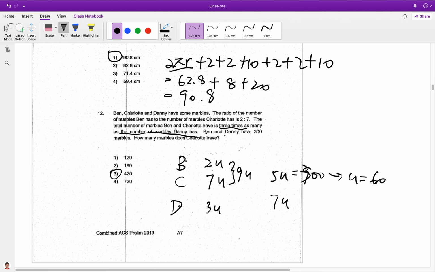So this is a ratio problem, right? It's very common. What we normally do is we make some assumptions, we use some U here, then we base on the logic given, then we derive the answers.